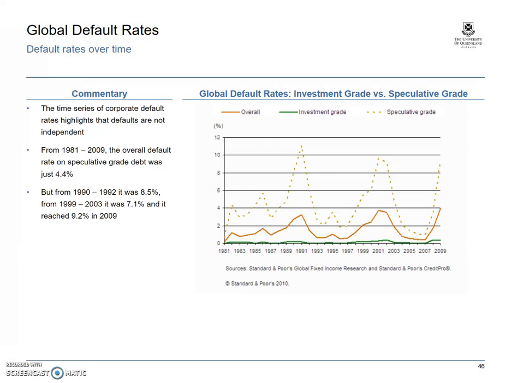So clearly, when the economy is in trouble in a recessionary type period, or just a downturn, then the rate of defaults in bonds increases significantly. So it's important to note that default rates aren't constant throughout time, and that defaults will often cluster at particular time periods depending on how the economy is performing.